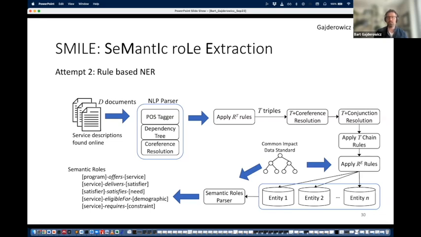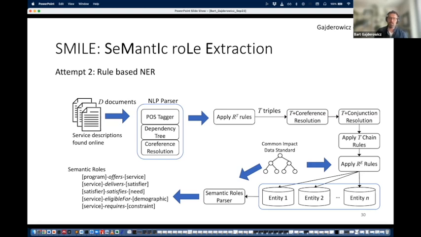So an example of a triple might be a program offers a service. So that's a triple. Service for a client, right? Where service and client are the actual instances of the services. So you can say housing for homeless youth. You can say St. Mary's Church provides a soup kitchen. Right? So these are the kinds of triples that we generated. From that, we resolved the co-references.